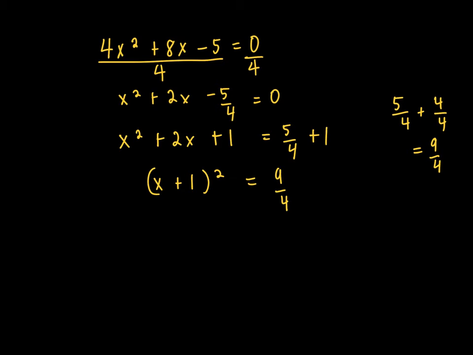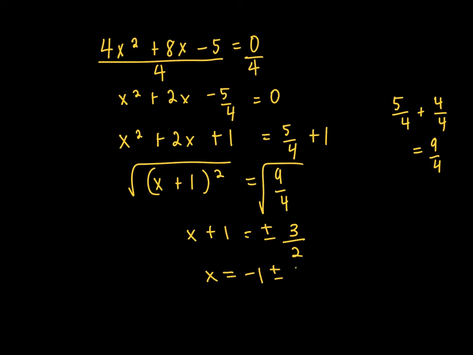Pause the video and do the next part of the solution. Okay, so the next part of the solution is extracting square roots. So you will get x plus 1 equals positive or negative 3/2. Pause the video to solve for x. If you got x equals negative 1 plus or minus 3/2, you're on the right track.